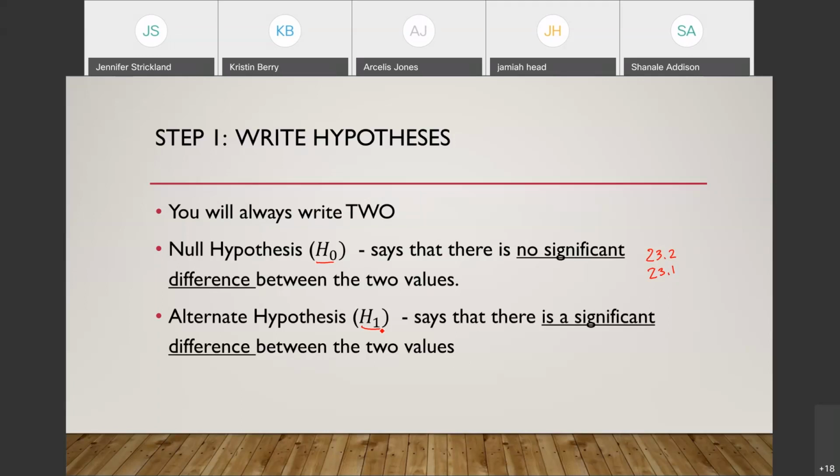So that's the other scenario. That was the one where we said, okay, university system said 23.2. We came up with, I think I said 20.7. And you guys said, yeah, that's a big difference. We would say that they were wrong. Okay. So there is a difference between the 2 values. That's the alternate hypothesis.